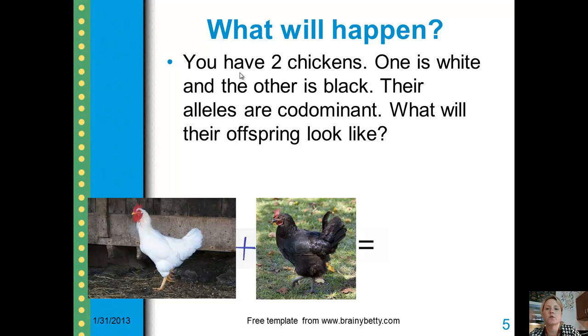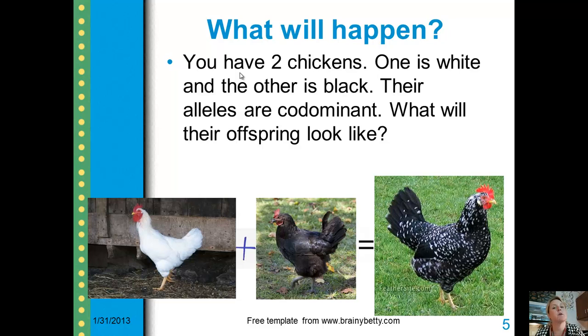Here we have two chickens. One is white and the other is black. Their alleles are codominant. So what do you think their offspring is going to look like? They're not going to blend, but they're both going to show up. Hopefully you said a chicken with both white and black feathers.